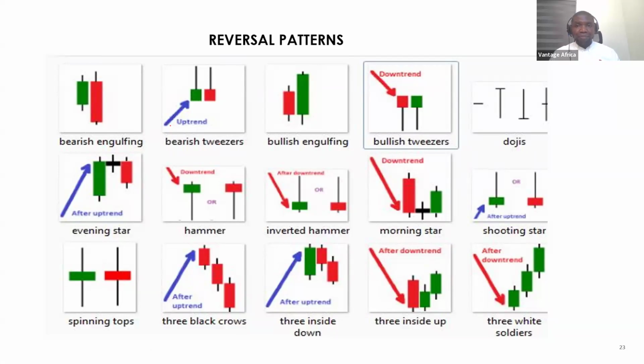Then we have morning star. Morning star is the opposite of evening star, because for morning star we are looking at a bullish signal. Price has been selling. Price is about to resume an uptrend. So this is a buy signal. Morning star is a buy signal.